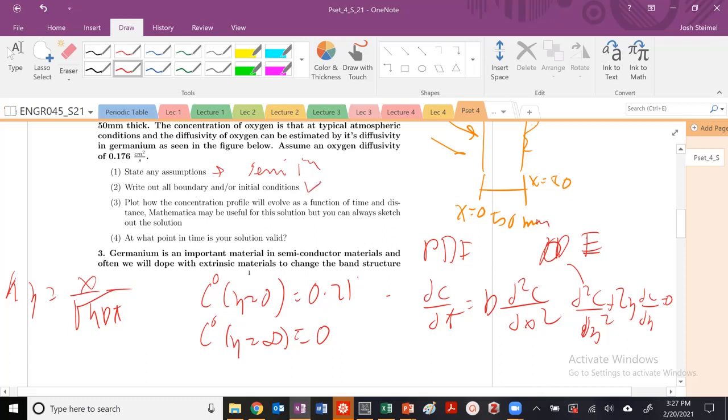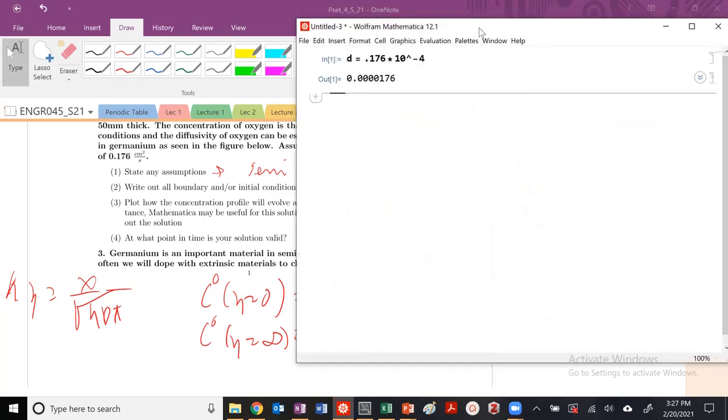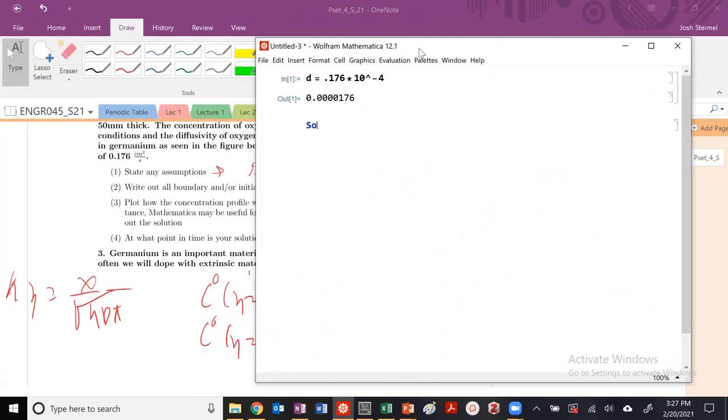My assumption of semi-infinite will be true as long as the length, which is equal to 50 millimeters, is greater than 10 square root Dt. And we could figure out what times my solution is valid by solving for that. So I set the length, 50 times 10 to the minus 3, equal to 10 square root of D times t, solve for time, and I get 1.42 seconds, so it's not very long.